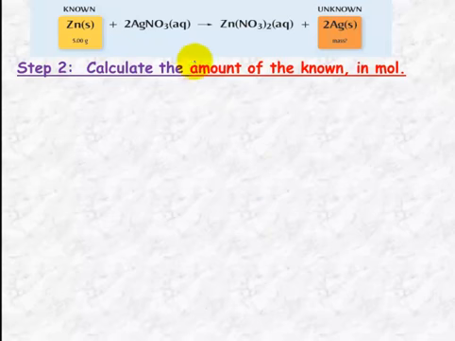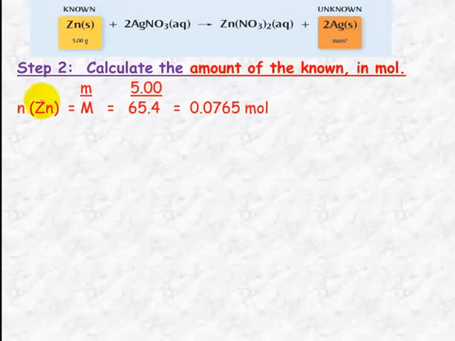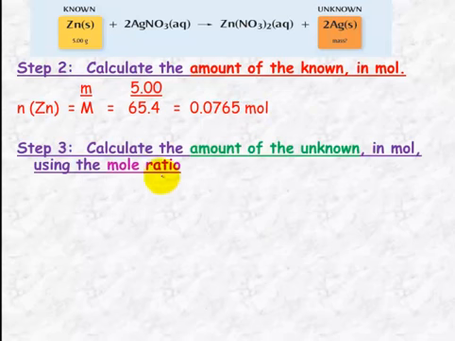Okay, so second step, calculate the amount of the known in moles. So the known is zinc. So n equals m on M, which equals 5 divided by 64.5. So we've got 0.0765 mole. Fabulous. Now we need to look at the mole ratio between the unknown and the known.